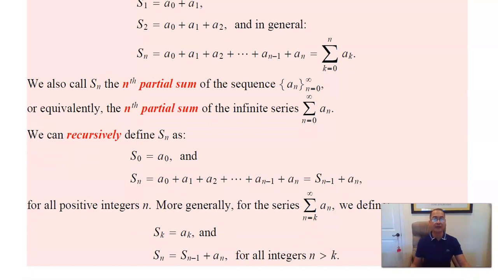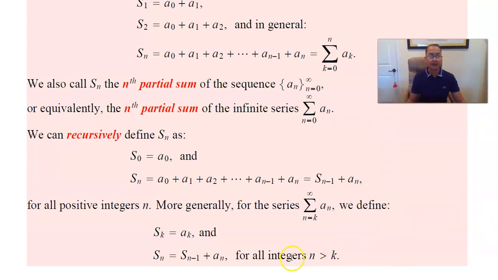So in our previous video, we talked about recursive sequences. So we can also define the partial sums of an infinite series recursively, right? We saw that S sub 0 is simply a sub 0. But if you want S sub n, you want to add all the terms up to a sub n. However, if you stop at a sub n minus 1, that is simply S sub n minus 1, okay? So from the previous partial sum S sub n minus 1, we simply add the next term, which is a sub n. So in other words, we can define S sub k to be a sub k if your series starts at a sub k. And then the partial sum S sub n is the previous partial sum S sub n minus 1 plus the next term in the series, which is a sub n.